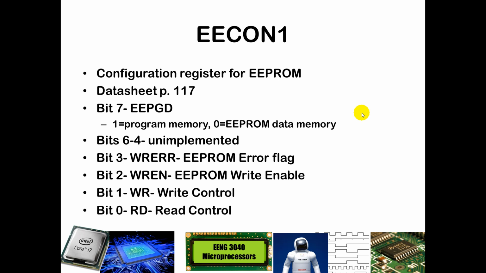If you're writing to or reading from the EEPROM, then you put 0 there. Bits 6 through 4 don't do anything in this particular register, and you've got an error flag if there happened to be an error with the EEPROM write or read. Bit 3 would get set right there. And then WREN is what allows you to write to the EEPROM. That bit will have to be set. And then depending upon whether you're writing or reading, you also will set the WR or the RD bit accordingly.